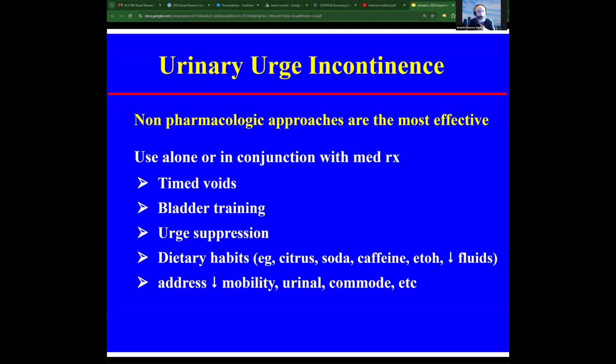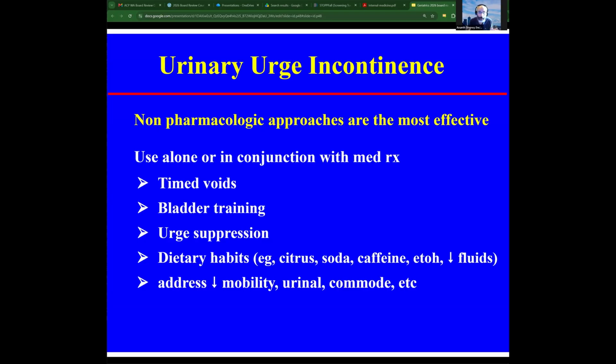For urinary urge incontinence, non-pharmacologic approaches are going to be your most effective option. And it's why, for that question, timed voids probably is the best initial intervention we can offer. Now, you can combine these, and in fact, combining a non-pharmacologic approach with a pharmacologic option can be even more effective. You'll get some synergy, but start with the non-pharmacologic side.